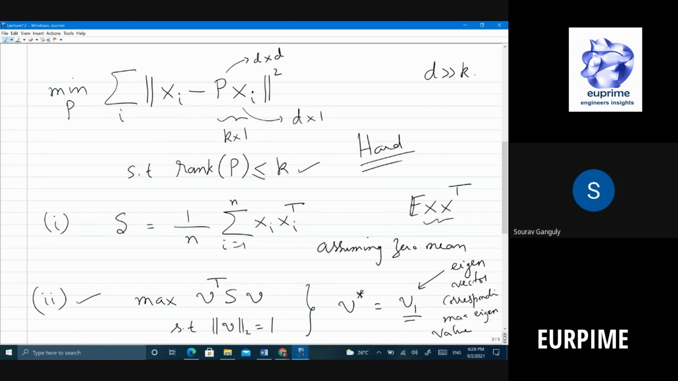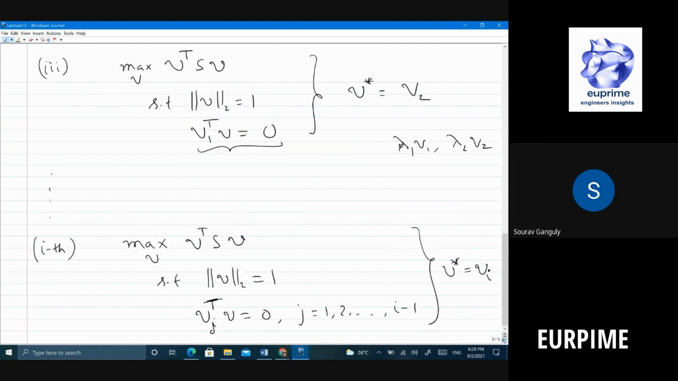Yes, sir. Suppose I try to approach this problem this way: I find the eigenvalues and vectors the way that we normally find them, and then choose the first one or two eigenvalues which are greatest among them. Will this work?